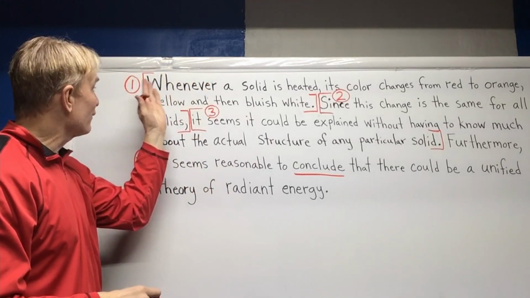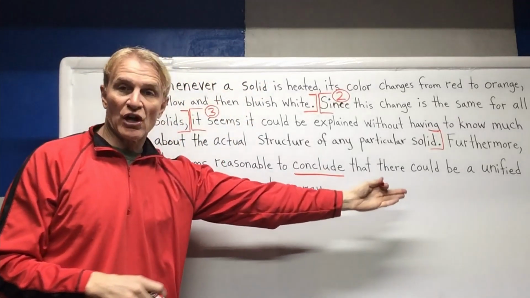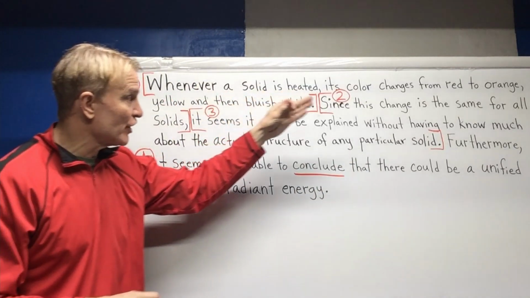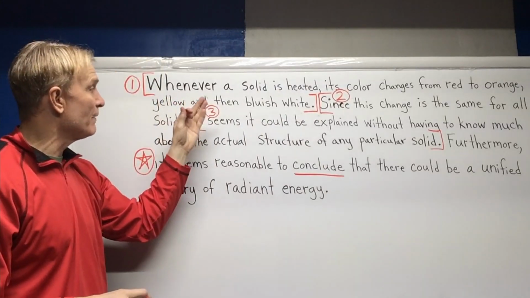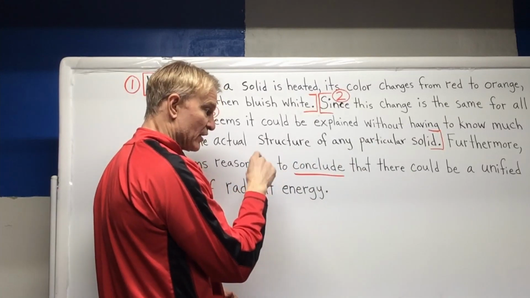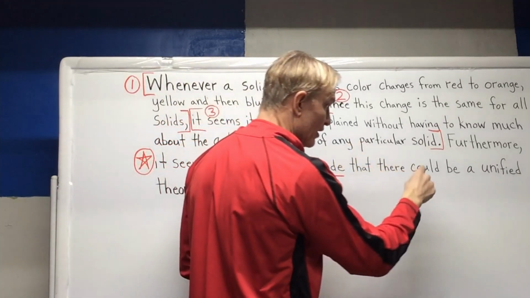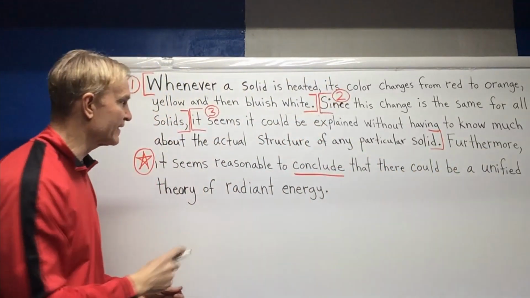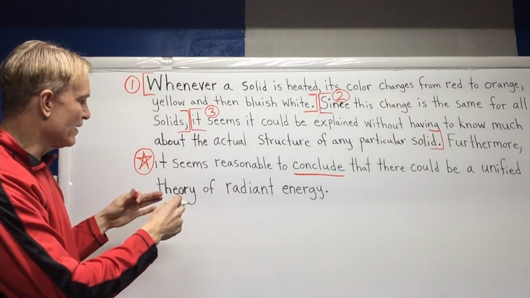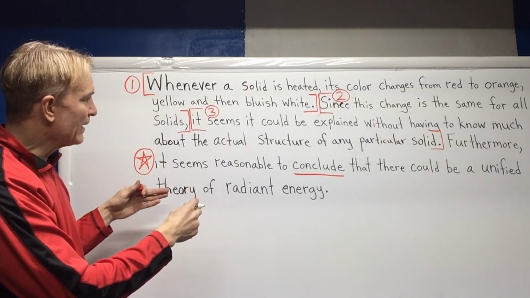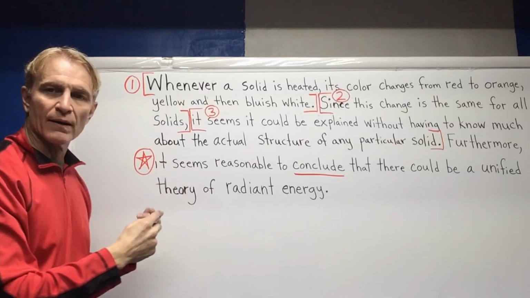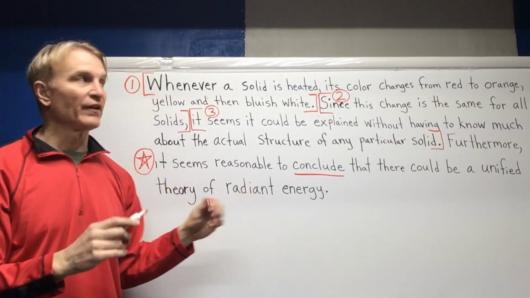So let's read the first statement and run it right into the star statement, which is the conclusion. Whenever a solid is heated, its color changes from red to orange, yellow, and then bluish white. It seems reasonable to conclude that there could be a unified theory of radiant energy. All right, so to have a unified radiant energy theory, I don't know that that's enough of a statement there. It needs a little more support, I believe.